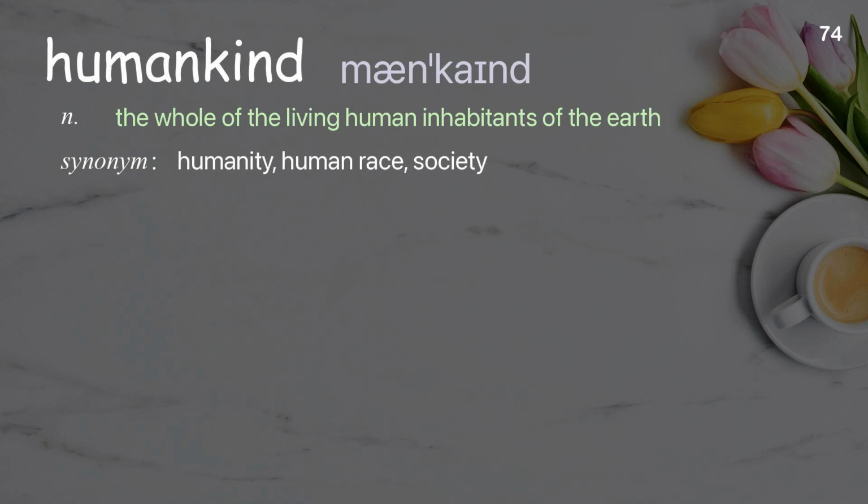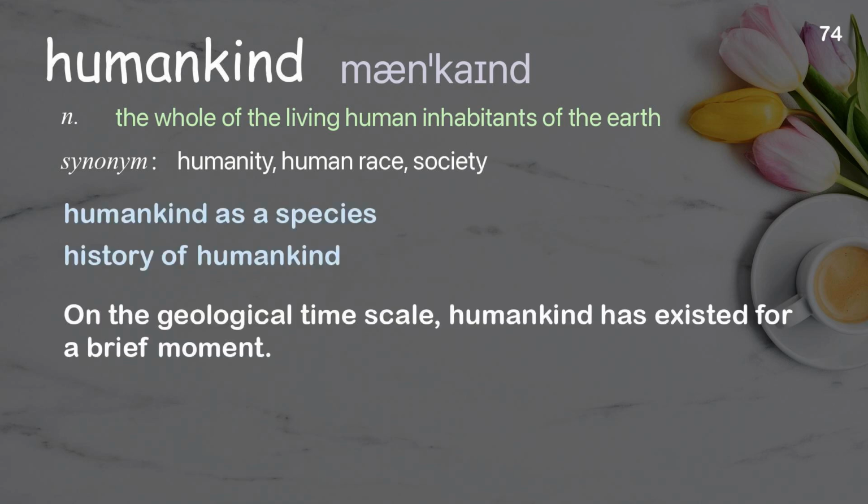Humankind. The whole of the living human inhabitants of the earth. Examples: Humankind as a species. History of humankind. On the geological timescale, humankind has existed for a brief moment.